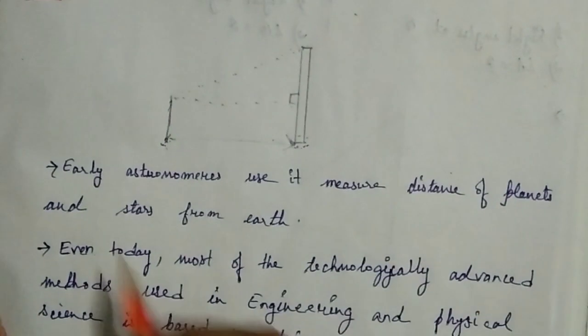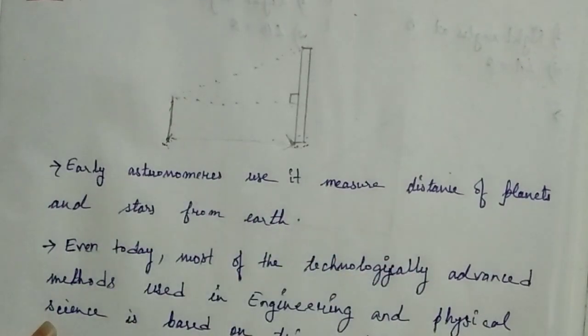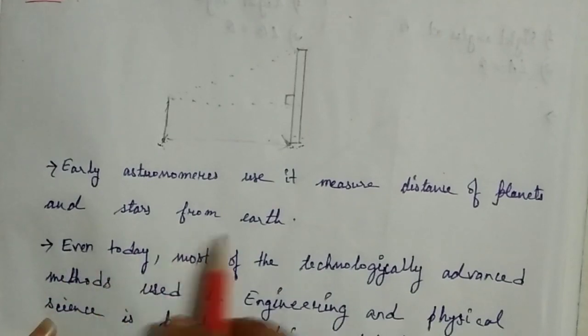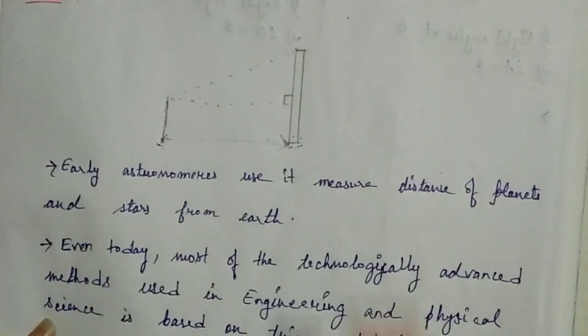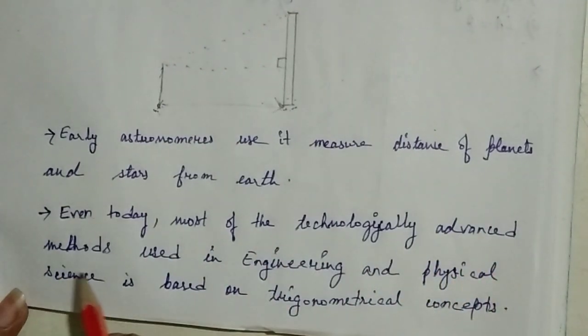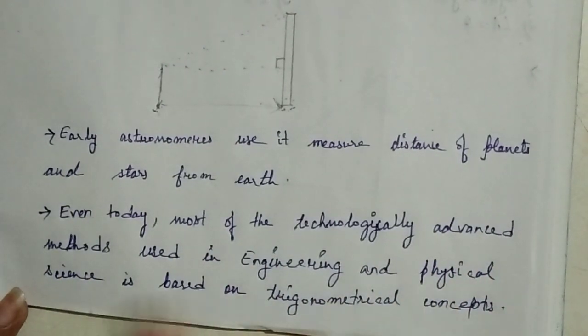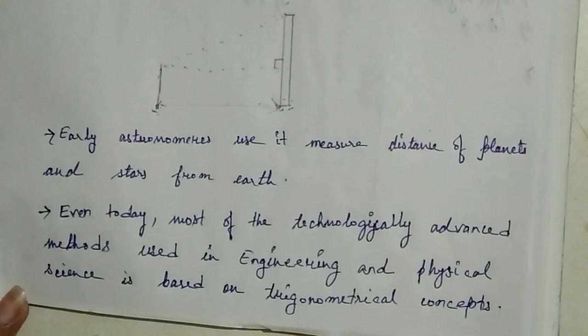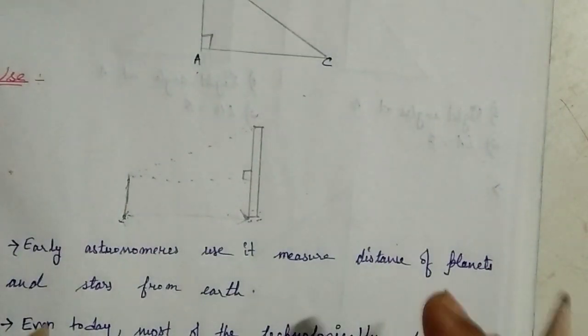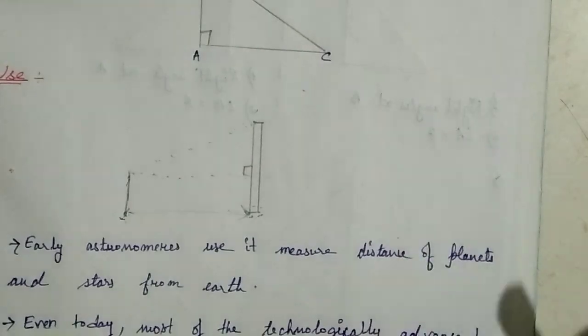In the earlier days, the early astronomers used to measure the distance of planets and stars from Earth by using this method. And even now, so many advanced methods in engineering and the physical sciences are based on trigonometrical concepts. I think from this small introduction and the uses, we came to know what we are going to deal with. So let's go to the chapter.